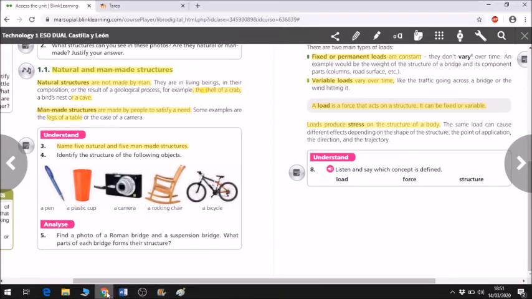Let's do the exercise. Number 3. It says name 5 natural and 5 man-made structures. Can you do it?